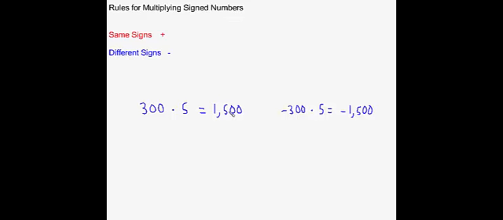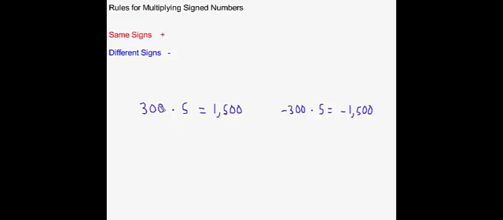So it turns out that the rules in general for multiplication are that if the signs of the 2 numbers that you're multiplying are the same, your answer will come out positive. This is an example of that. Positive 300 times positive 5. Both numbers were positive, so they had the same signs. That gave me a positive answer.